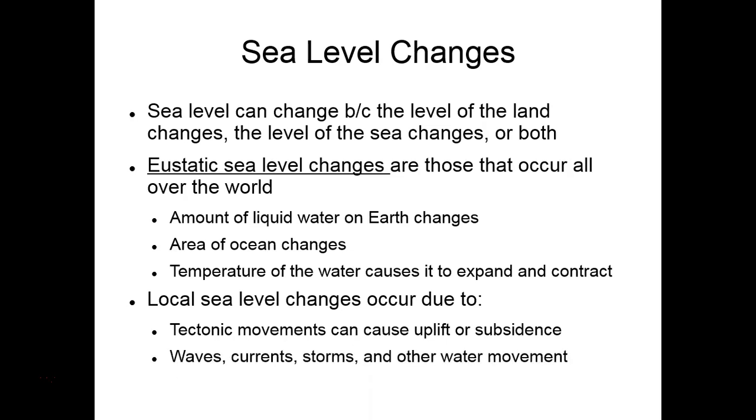Waves and currents and storms and other water movement can also affect the sea level there, right? So if you have strong wave activity, then that actually increases the sea level. And in hurricanes, when you have a storm surge, that also increases the sea level.